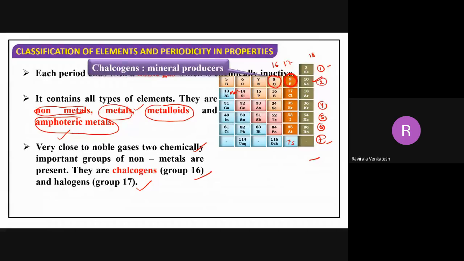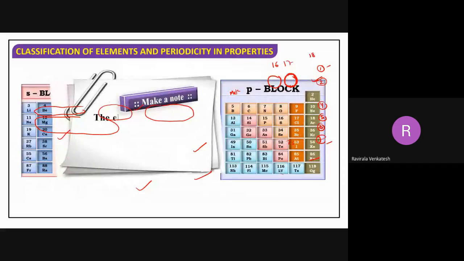Generally, chalcogens will form mineral compounds. For example, zinc oxide, zinc sulfides; these are minerals actually. That is the reason they are called chalcogens. Now, halogens means salt-forming elements. For example, sodium chloride, magnesium chloride or sodium fluoride. These are nothing but salt compounds. Therefore, salt-forming compounds are generally formed by the halogens.